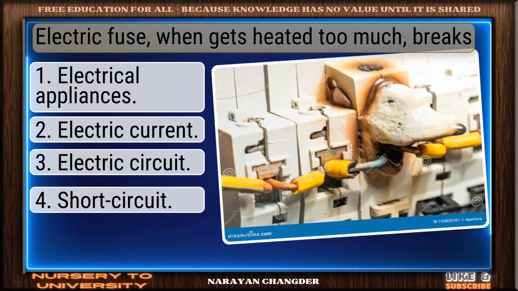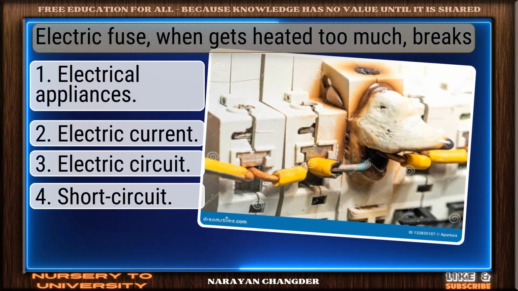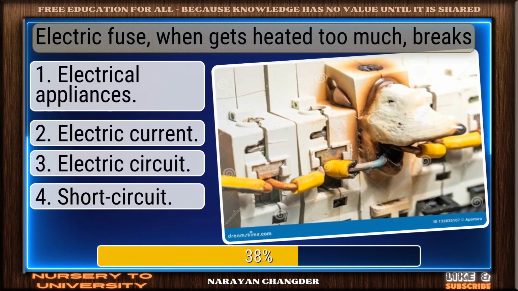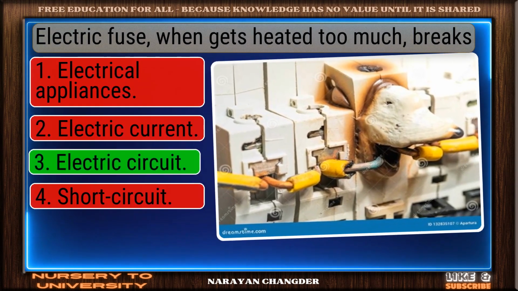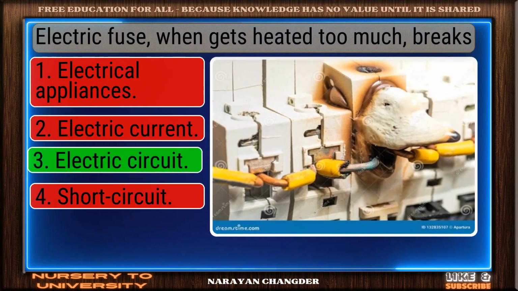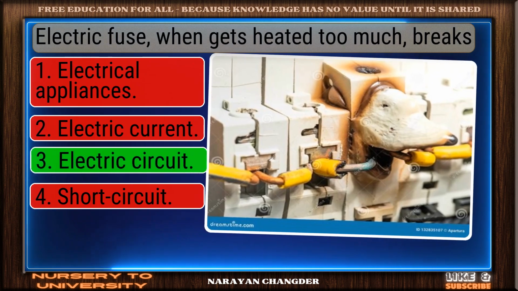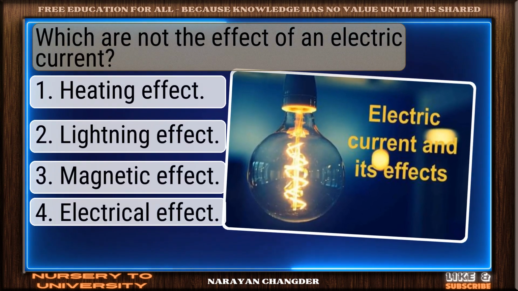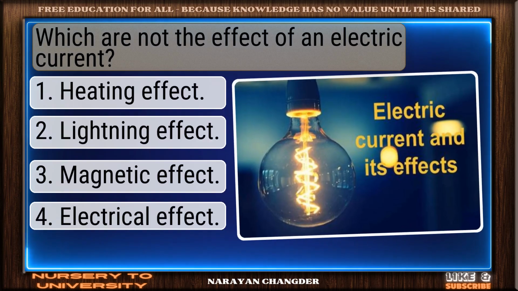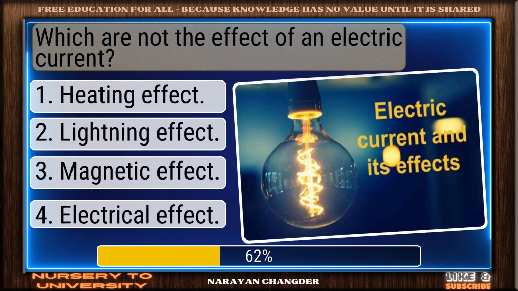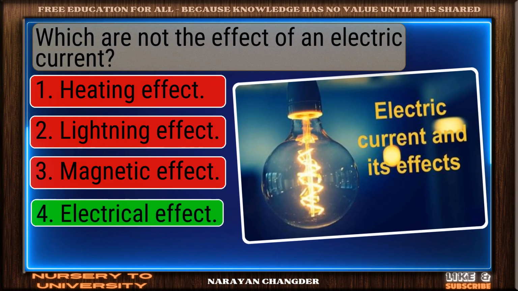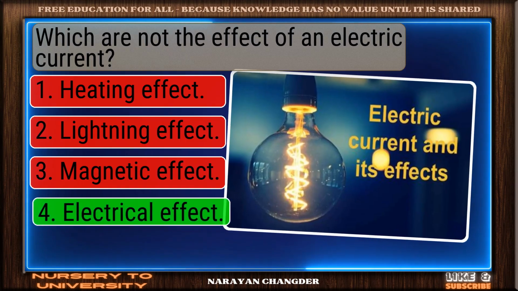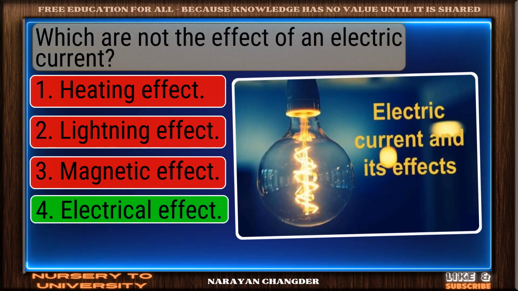Question number 72. Electric fuse, when gets heated too much, breaks. Right again. Electric circuit is a valid answer. Question number 73. Which are not the effect of an electric current? You chose electrical effect, and it is correct.